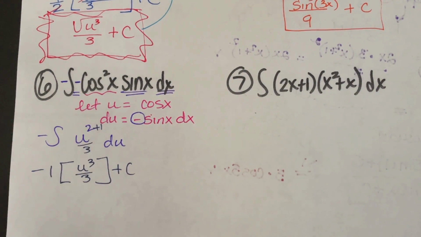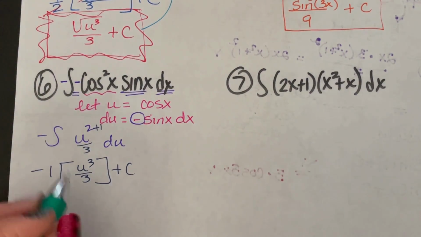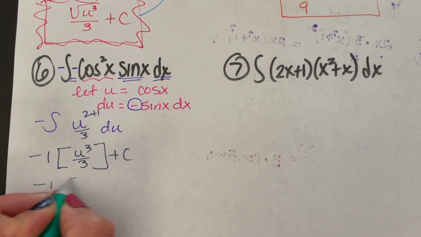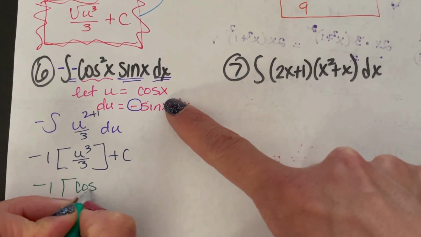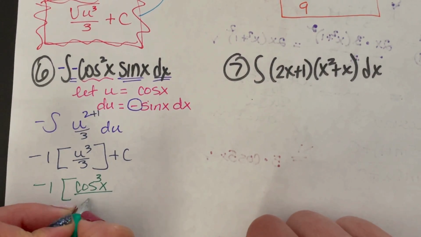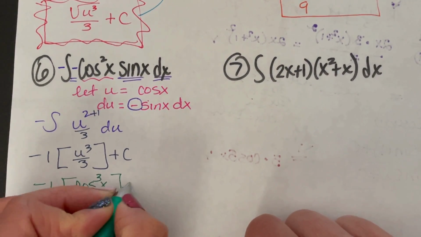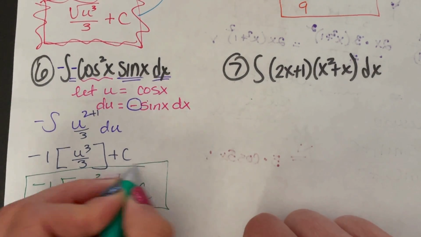Okay, and then I got to substitute back in the x's, so I got to get rid of the u's. So I'll have -1, and then I got to plug in a cosine. So cosine of x, but it's to the 3rd power, so cosine cubed x over 3 plus c. And there we go.